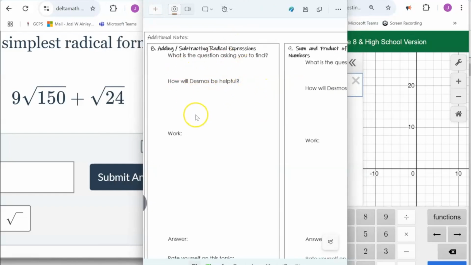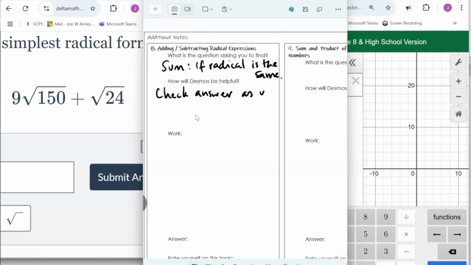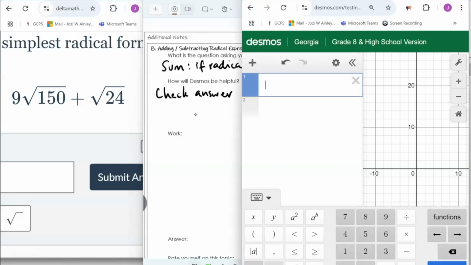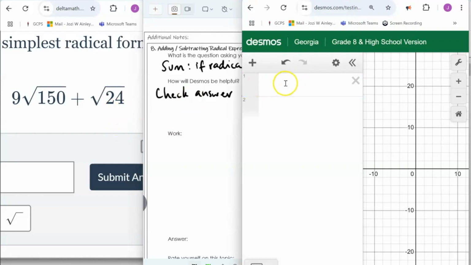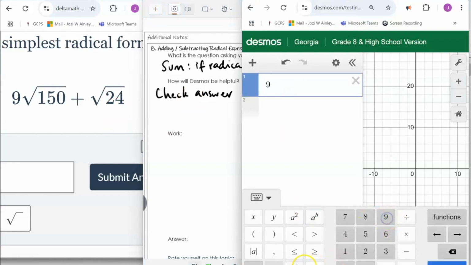What is the question asking you to do? It's asking you to find the sum, which can only happen if the radicals are the same. Are they the same? No. So again, I've got to simplify. How is the decimal going to be useful? Check your answer as you go. That's how it's useful. But you have to write down how it's going to help you, or what you need to put in decimals in order for it to help you.